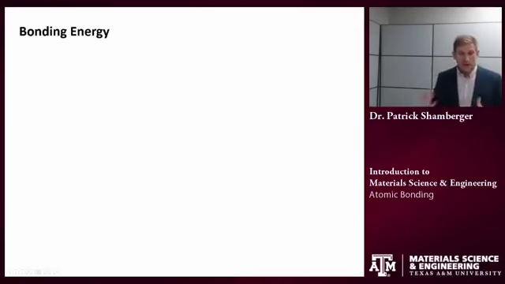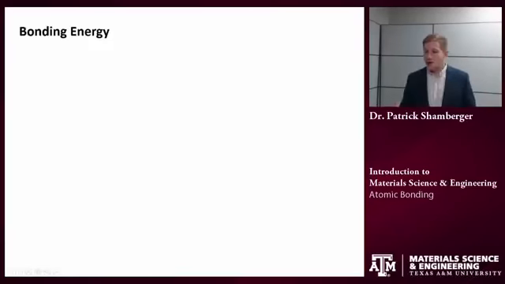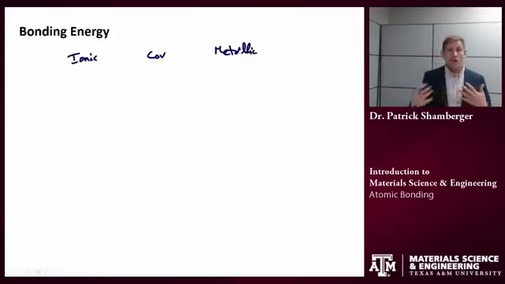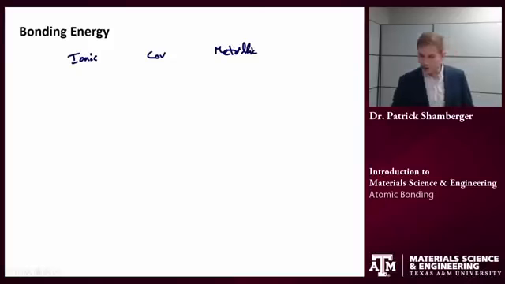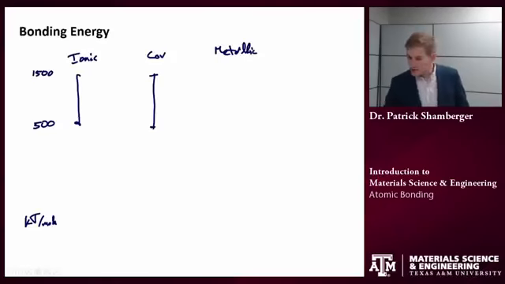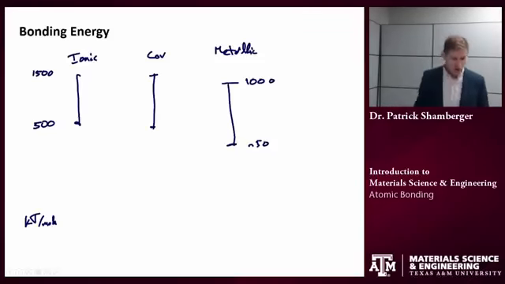So the final thing that I want to point out, and I've already mentioned this a little bit, is the bonding energy in these different kinds of bonds. So if I think about ionic, covalent, and metallic, these all can have a range of bonding energies, but they're all fairly large. So ionic tends to be from about 1500 to about 500. This is kilojoules per mole. Covalent tend to cover about the same range. Metallic can be a little bit less, so something like 1,000 to even as low as 50 kilojoules per mole.